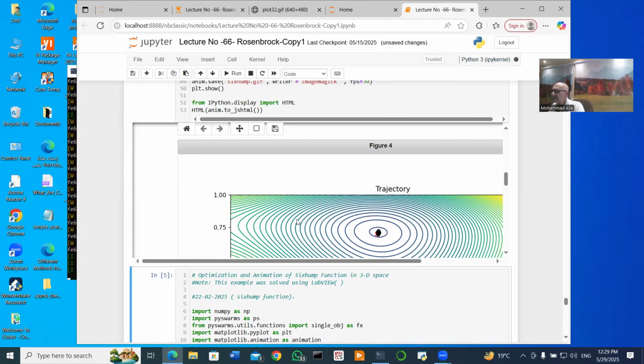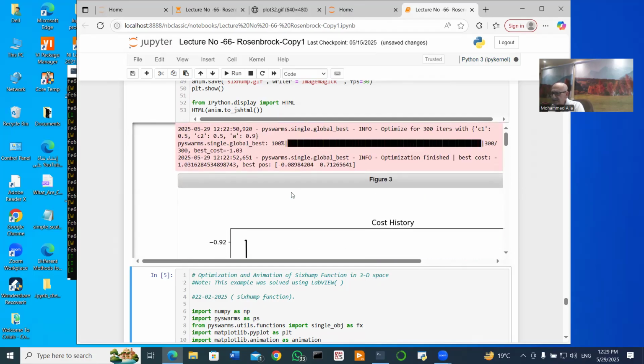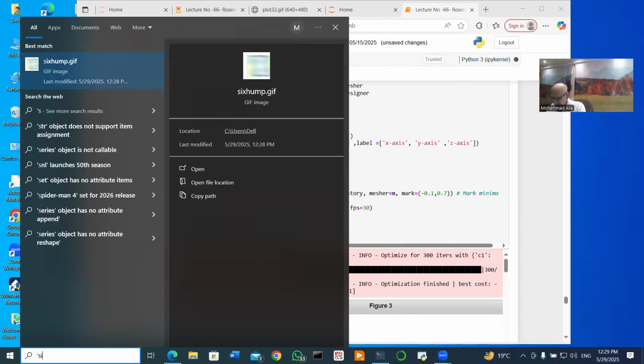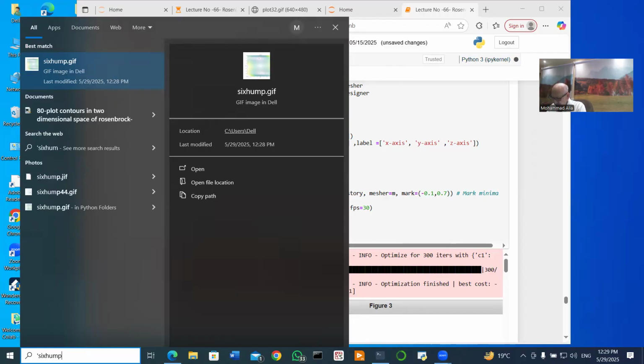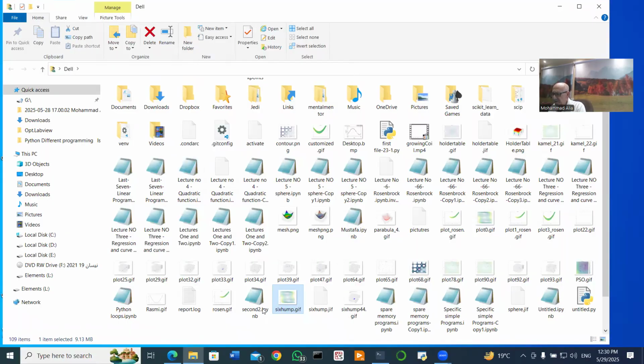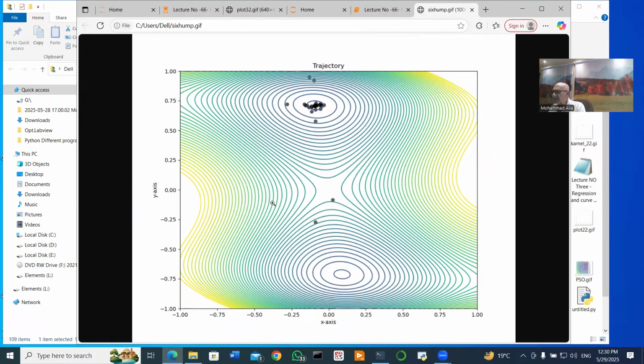If you want to see it manually, I can show you that. This doesn't take a lot of time. You go to the file 6 hump GIF. I go here, type 6 hump dot GIF. Here it is. I open the file. Here it is. I double click it. And you see the particles, how they are converging exactly to that point, very quickly and very precisely.